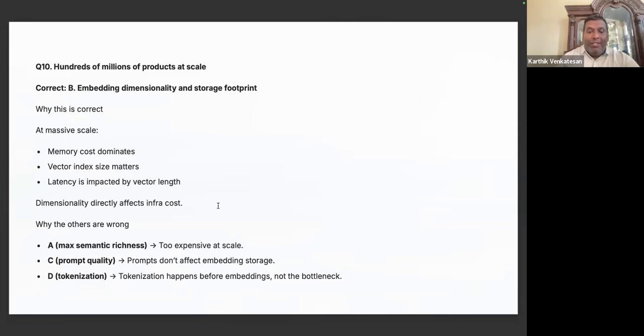Maximum semantic richness. It's not like a legal document where you have to worry about accuracy too much, and it's very expensive at scale. Prompt quality is not affecting the embedding storage. It affects your output, but it's not affecting your embedding storage. And tokenization is irrelevant because it happens way before embeddings happen.